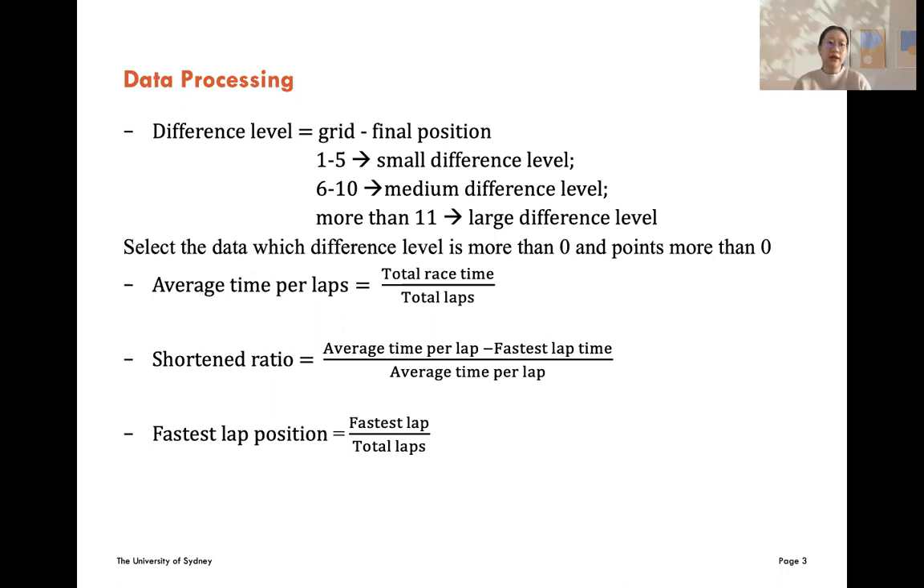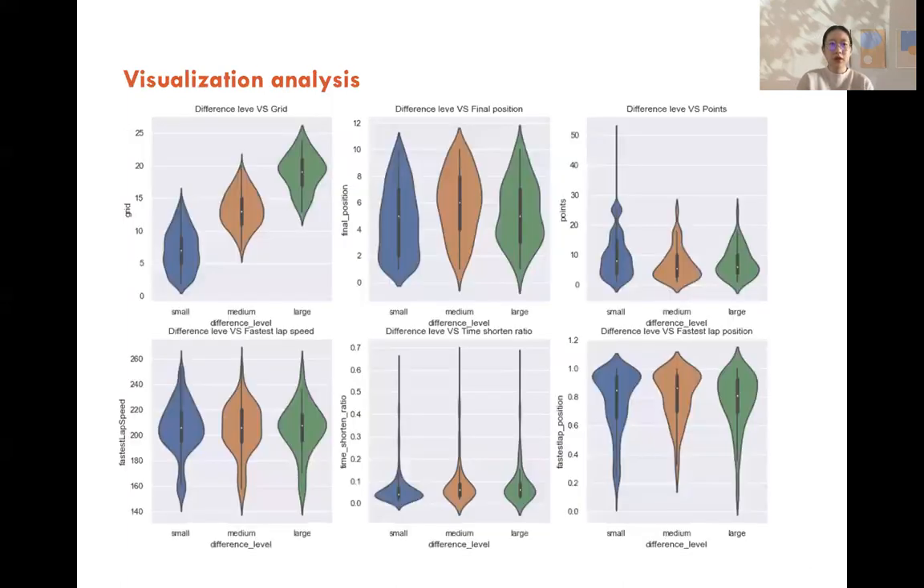And then we calculate the average time per lap, and then we use the average lap times and the fastest lap time to calculate the time shortened ratio. And then we also calculate the fastest lap position in the total race. Now we draw the violin plot to see the relationship between the difference level and other variables.